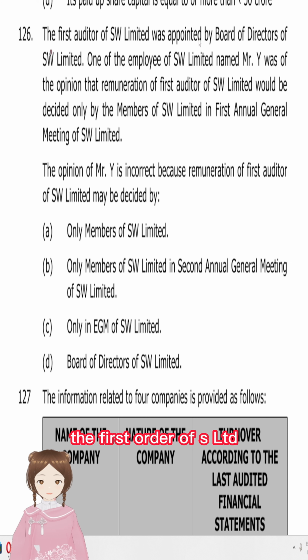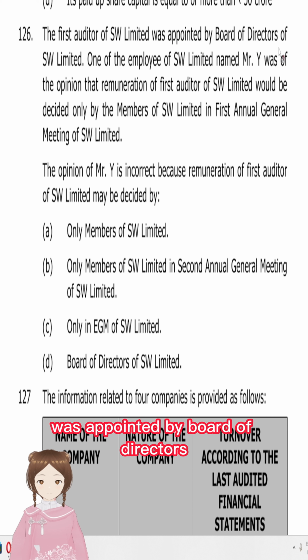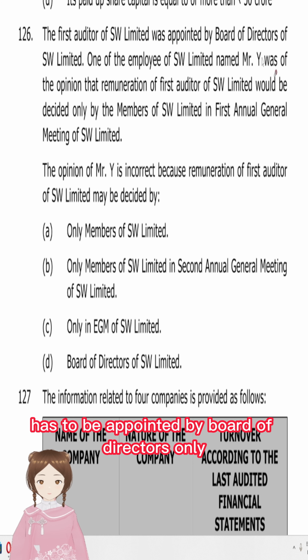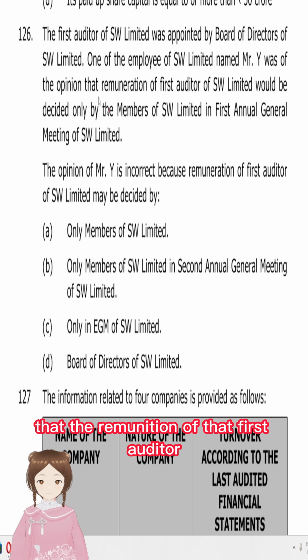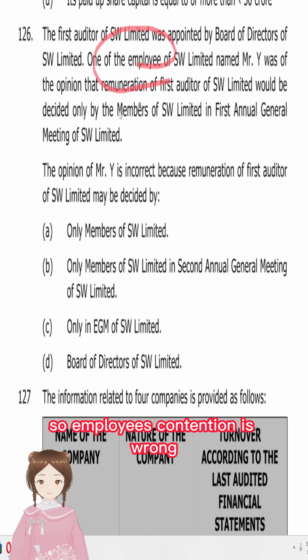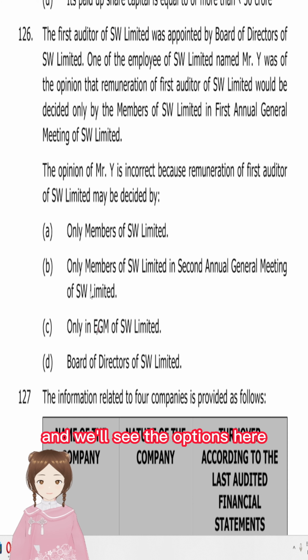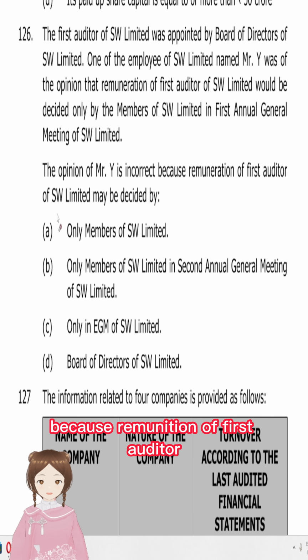MCQ 126, CA Inter. The first auditor of S Limited was appointed by the Board of Directors. Okay, the first auditor has to be appointed by the Board of Directors only. And one of its employees was of the opinion that the remuneration of that first auditor would be decided only by the members. No, the remuneration of the first auditor is decided by the Board of Directors. The appointment was also made by the Board of Directors. So the employee's contention is wrong, and we'll see the options here. The opinion of Mr. Y is incorrect because the remuneration of the first auditor may be decided by the Board of Directors. Option D is the most appropriate answer.